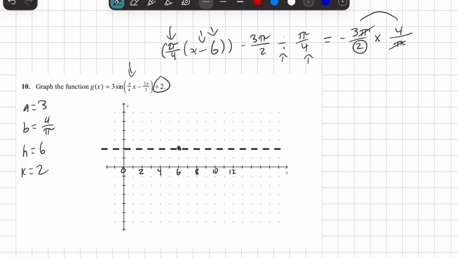When theta is 90 degrees, the y value or ratio is usually at 1. Times that by 3, it's 3. Add 2, and then go over 6. That's where your second point is going to be. To make sure that's right, you want your amplitude to be 3, so this should be 3 away from the midline. 1, 2, 3. Yeah, so that's right.